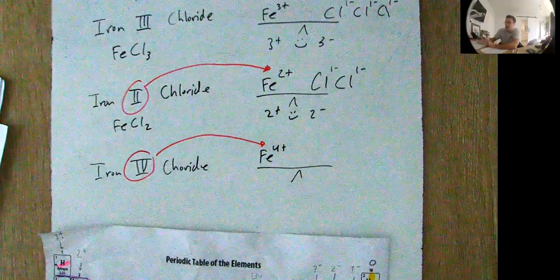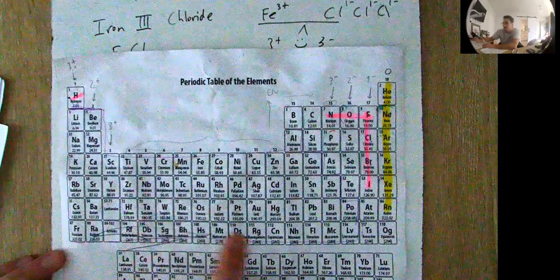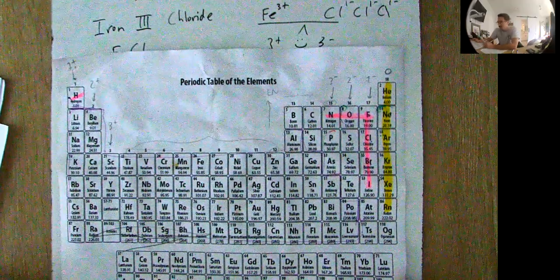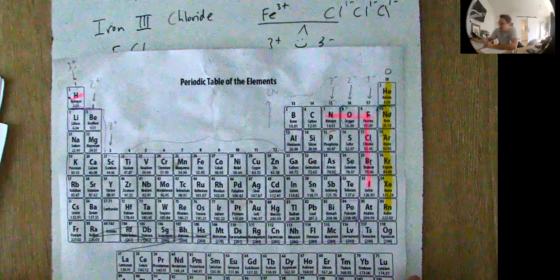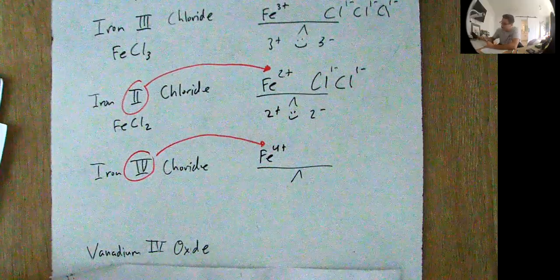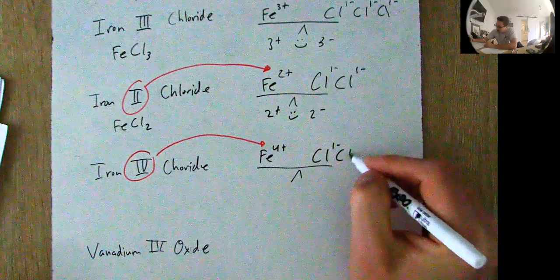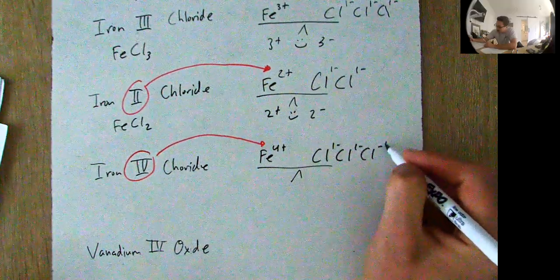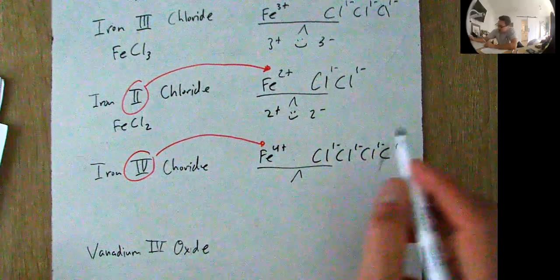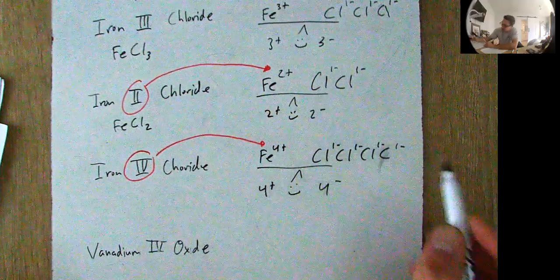It can do that because the transitional metals, all of the transitional metals have that capability. All of the transitional metals can have multiple charges. There are different rules for each of them, but for right now, you just need to know that they can have multiple charges. Okay, and finally, chloride is our negative 1 charge. We need to have a total of 4 chlorides in order to balance out the 1 iron. So that's 4 minus balancing with 4 positive.